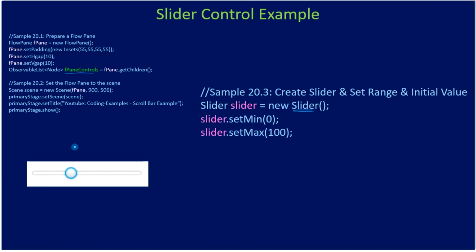Then we are setting minimum as 0 and maximum as 100 using the setMin and setMax functions. Then slider.setValue 35, that means we are locating the knob at location 35. So the value is in the range of 0 to 100, and we are deciding the initial position by setting the value. Here we are giving 35, so the knob will be positioned at 35.